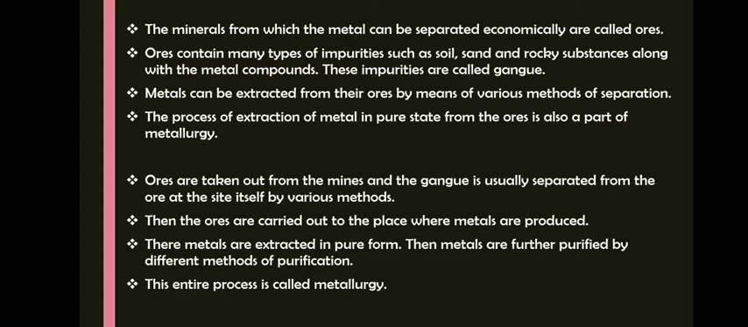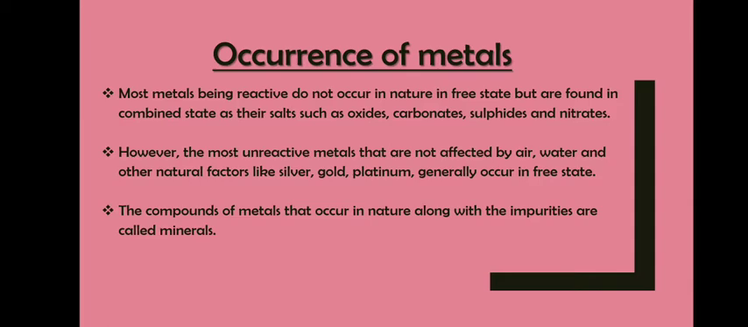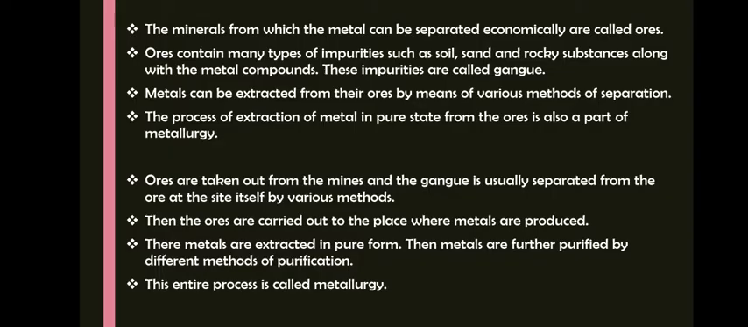Followed, students? So what has happened? What we studied is that metals do not occur in free state in nature. They will be present as oxides, carbonates, sulfides or nitrates. Correct? Now once they are along with some impurities, they are called minerals. Now such minerals from where we can extract the metal are called ores. Now these ores contain some impurities like soil, sand and rocky substances. These impurities are called gangue.